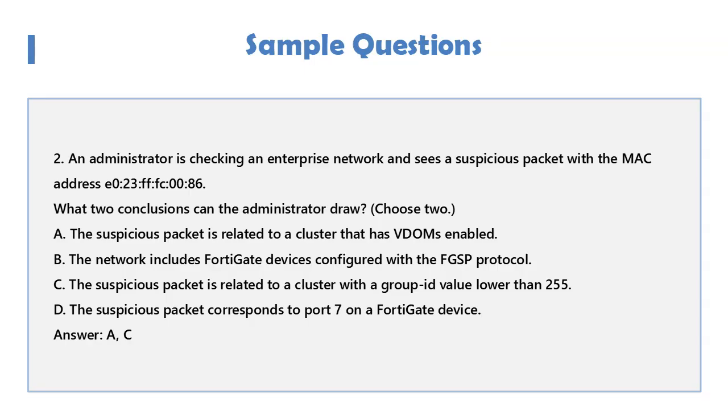B. The network includes FortiGate devices configured with the FGSP protocol. C. The suspicious packet is related to a cluster with a group ID value lower than 255. D. The suspicious packet corresponds to port 7 on a FortiGate device. Answer: A, C.